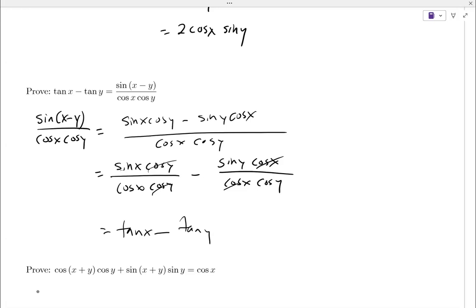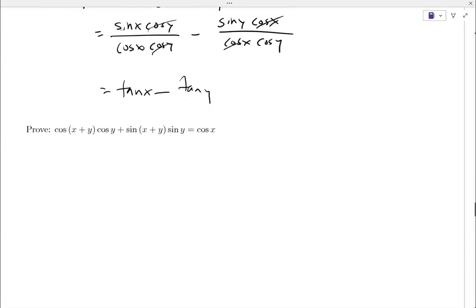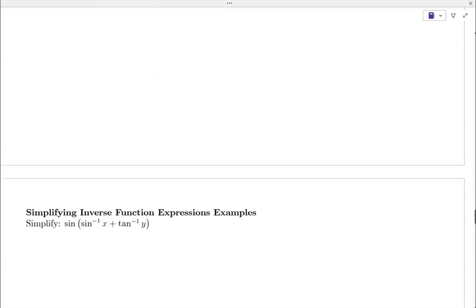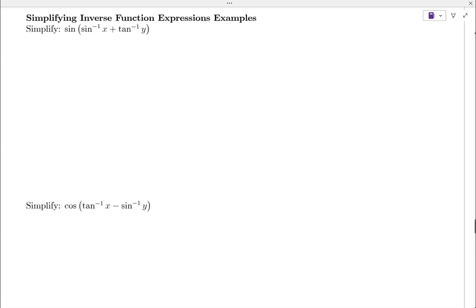I'll leave the last one here for you for practice. Same kind of stuff. I think in this case, you will want to see how some things factor. You look at that one. So I'll leave that one for you for practice. Let's go on to some of these other ones where we're simplifying some different expressions. And these expressions involve inverse trig functions.